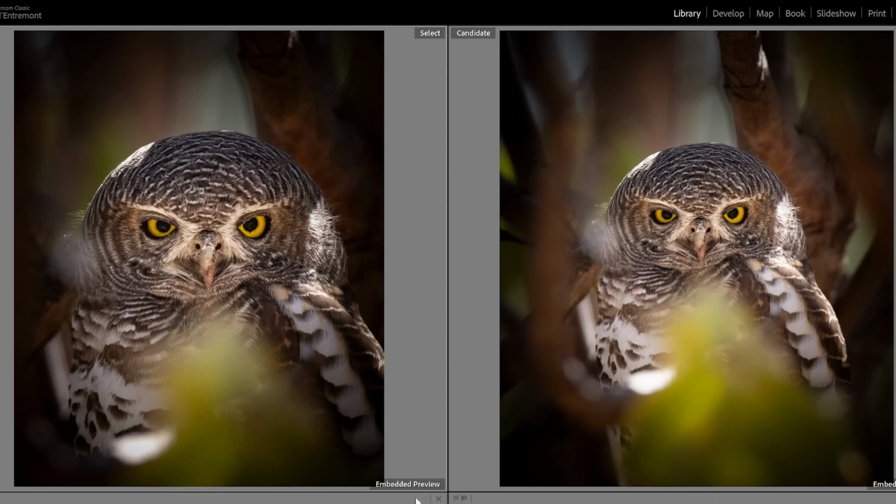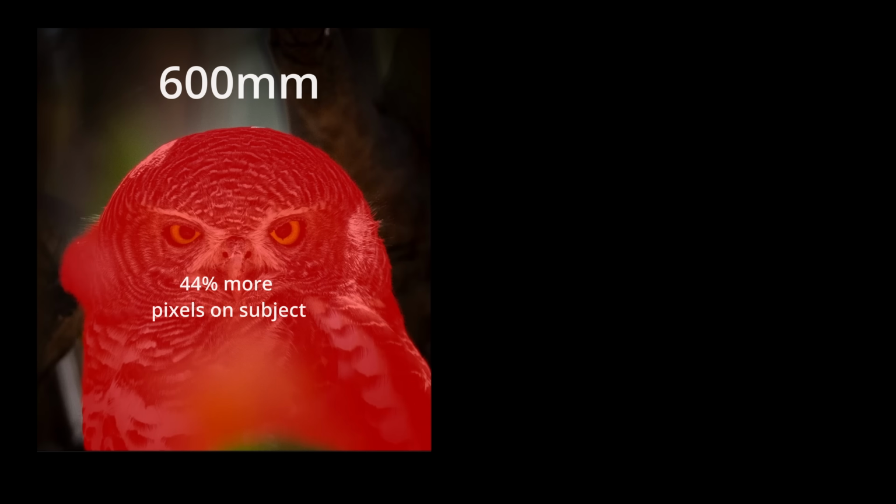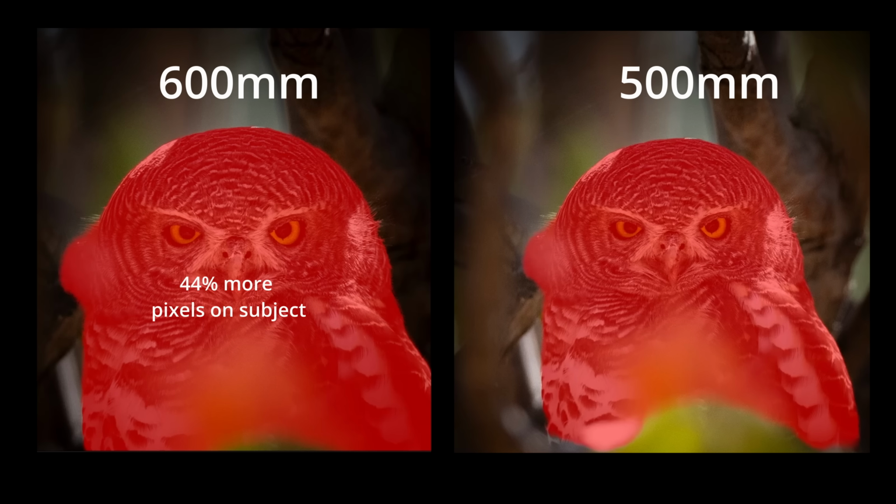If I get 1,000 pixels on a subject at 500 millimeters, a 600 millimeter lens will show me that I'll get 1,440 pixels on the subject, 44% more. But again, this isn't free of any optical costs.